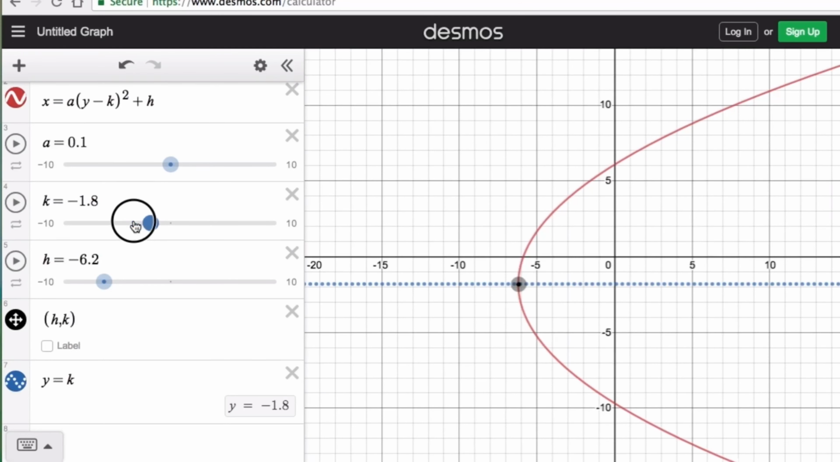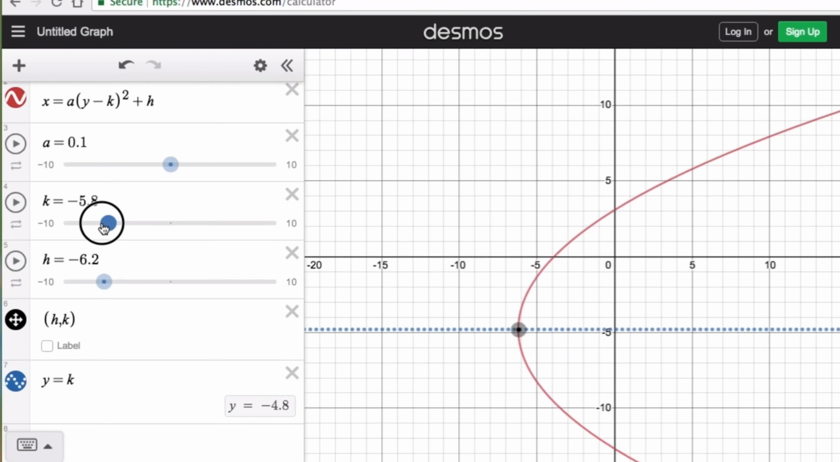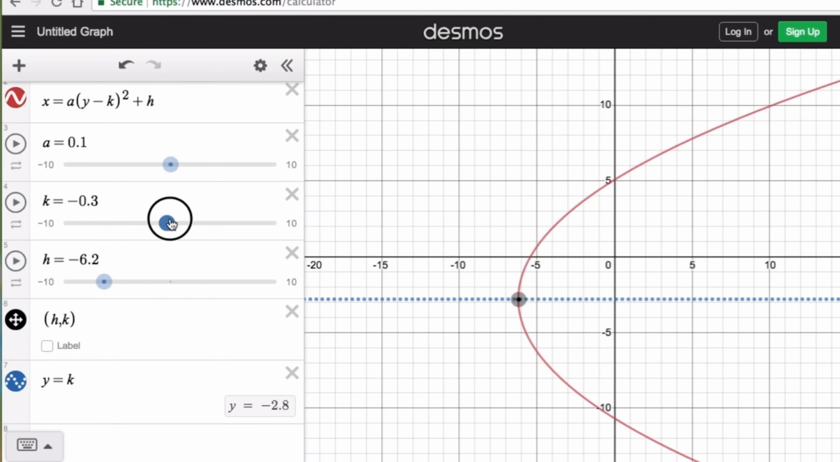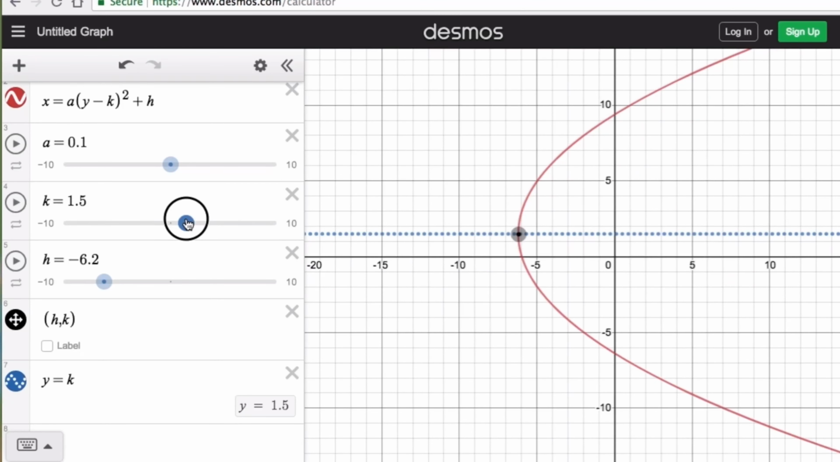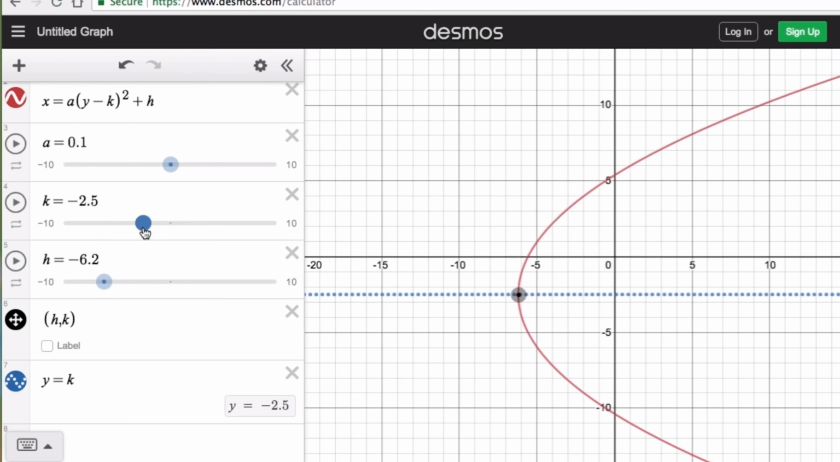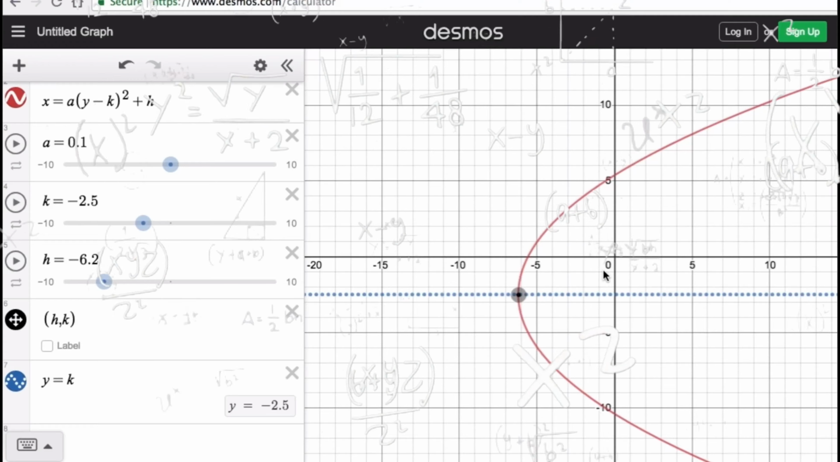So if we move this up, for example if we have a k value of 1.5, then the axis of symmetry is y equals 1.5. So we can see that over here. And if we have a k of negative 2.5, then the equation for the axis of symmetry is y equals negative 2.5. So these are the properties of the sleeping parabola, or the horizontal parabola.